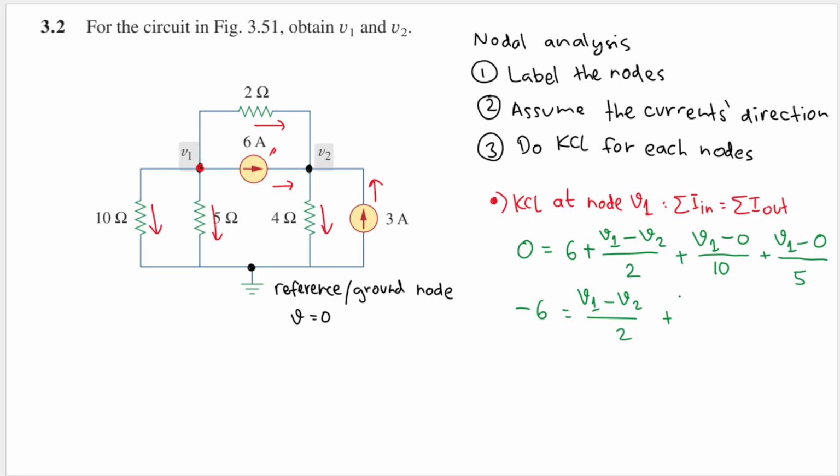And then plus P1 over 10. And then plus P1 minus 0 is just P1 divided by 5. Now we can multiply both sides by 10, I think, to get rid of the 2, 10, and 5 in the denominator, because they will cancel into 10, right?